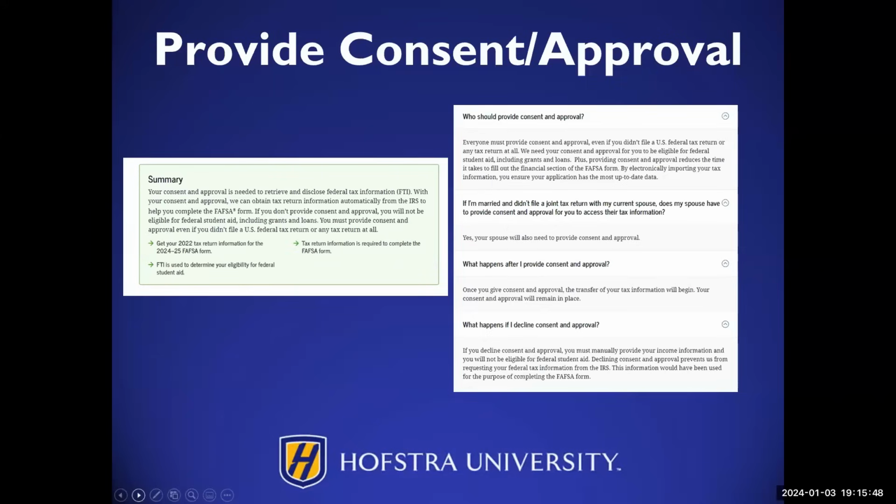A frequently asked question: if you're married and didn't file a joint return with your current spouse, does your spouse have to provide consent and approval for you to access their tax information? The answer is yes. The spouse will also need to provide consent and approval. What happens after you provide consent and approval? The transfer of your tax information will begin, and that will remain in place. And again, if it is declined, you would manually provide your income information and will not be eligible for federal student aid, as it prevents FAFSA from requesting your federal tax information. That is only used for the purpose of the FAFSA form.